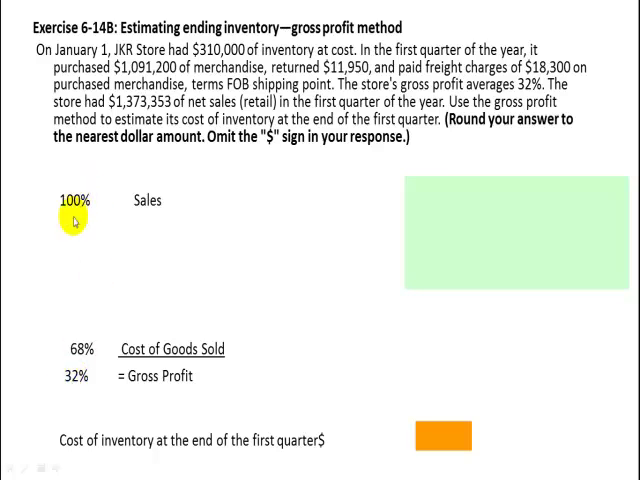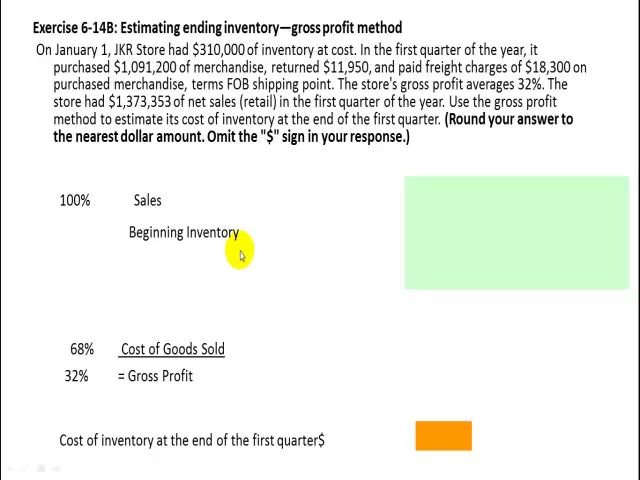So now, given that we know these three things and how the percentages relate to each other, let's go through the problem and see if we can figure it out. What do they want to know here? They want to know: use the gross profit method to estimate its cost of inventory at the end of the first quarter. So here we go.